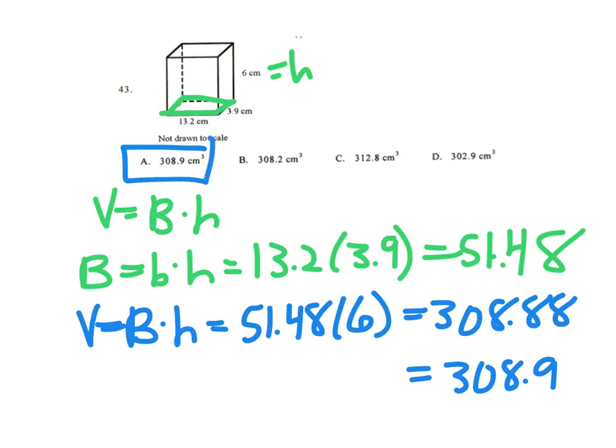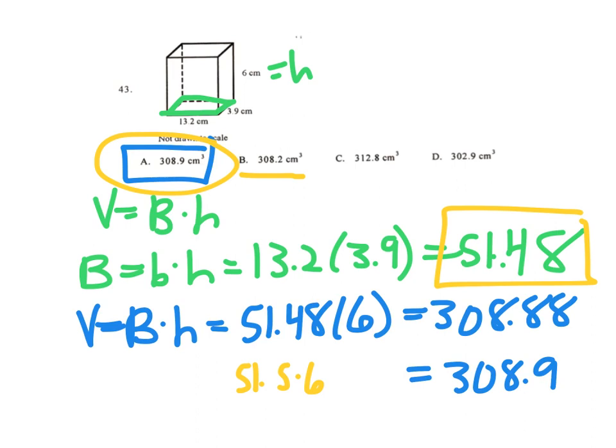One thing I noticed that they do here is they have a 308.2, which is kind of close. So I would encourage you to not round this, because I feel like maybe if you did, like if you said this was 51.5 times 6, you might get 308.2. Let's try it. If I do 51.5 times 6, I actually get 309, which isn't an option. Which then if you got 309, just find the one that's closest because you rounded. But I would just leave this number. I wouldn't round it until the very end.